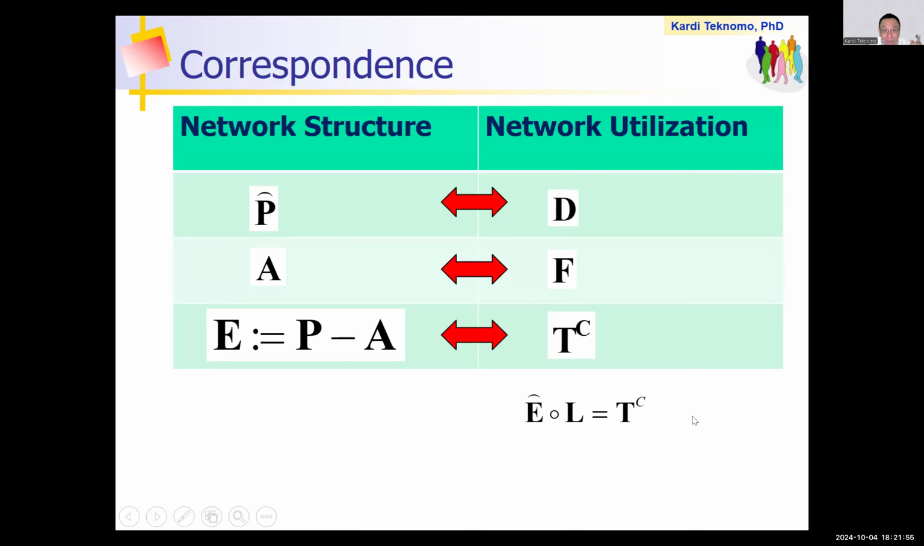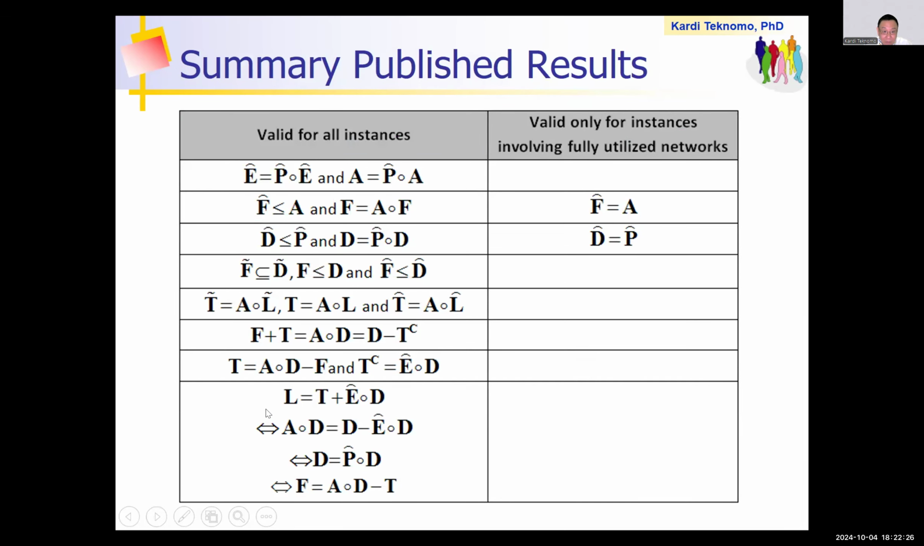So this is the correct corresponding. The D origin matrix corresponds to the P, the P-binarized. That means a path matrix that we binarize. Similarly, the flow pattern is the same as the adjacency matrix, but the external matrix is actually the same as TC, not T, not L. So this is the summary of all these relationships a while ago.